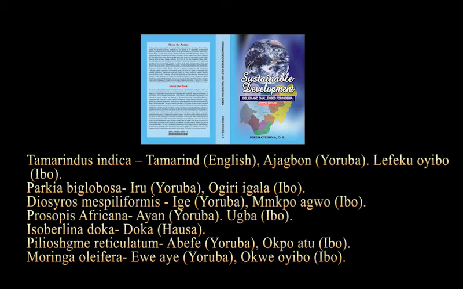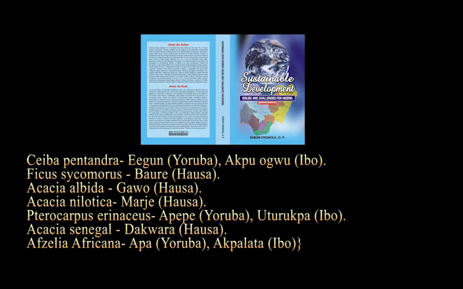Diospyros mespiliformis, Ige in Yoruba, Mmkpo Agwo in Igbo. Prosopis africana, Iron in Yoruba, Ugba in Igbo. Isoberlinia doka, Doka in Hausa. Piliostigma reticulatum, Abif in Yoruba, Okpo atu in Igbo. Moringa oleifera, Ui in Yoruba, Okwe Ayibo in Igbo. Ceiba pentandra, Egan in Yoruba, Akpu Ogwu in Igbo.